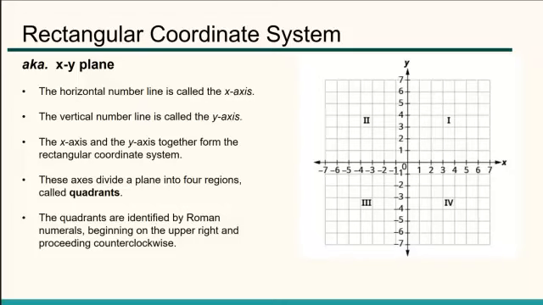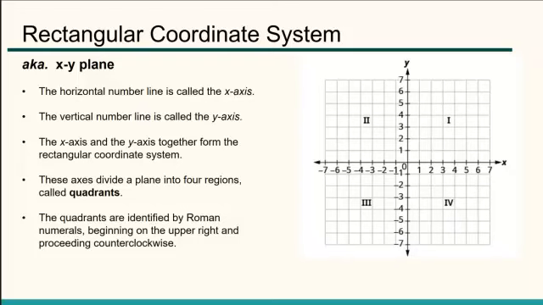These axes divide the plane into four regions called quadrants. The quadrants are identified by Roman numerals beginning in the upper right and proceeding counterclockwise. So you'll see we have quadrant 1, quadrant 2, 3, and 4. Notice that quadrant 1 is positive x and positive y values. Quadrant 2 is negative x values and positive y values. Quadrant 3, negative x values, negative y values. Quadrant 4 has positive x values and negative y values, just making observations.